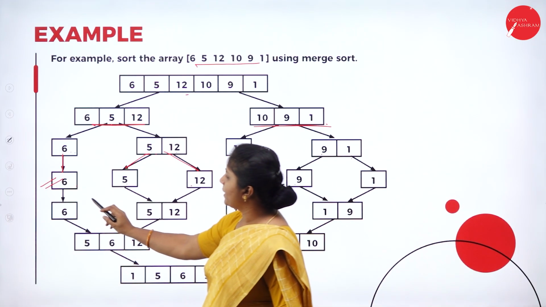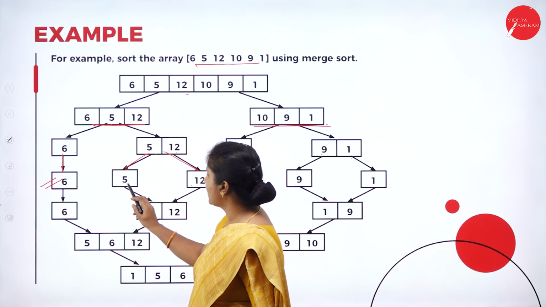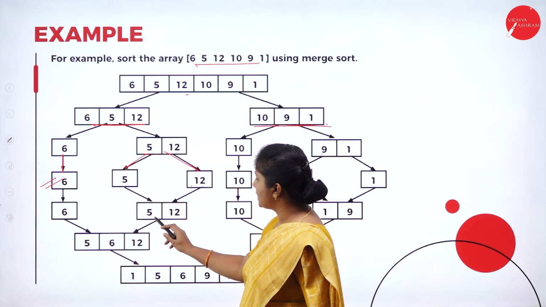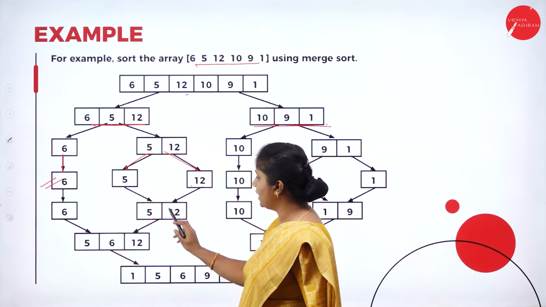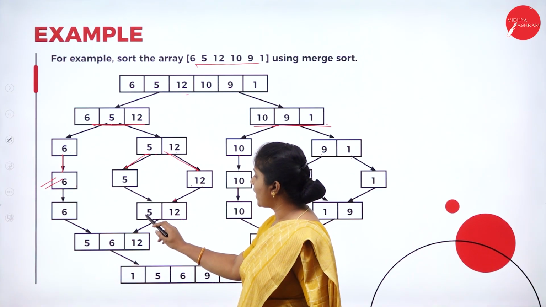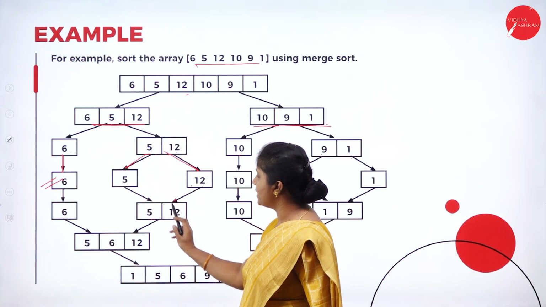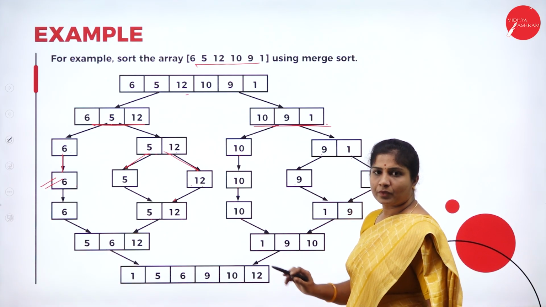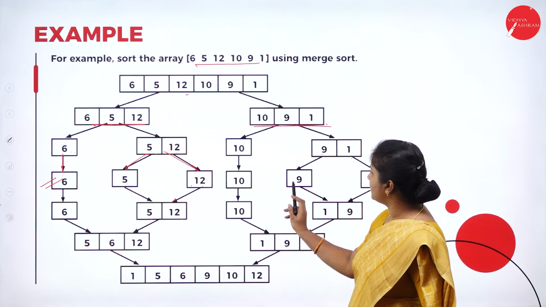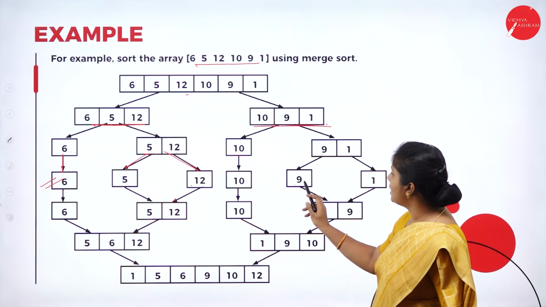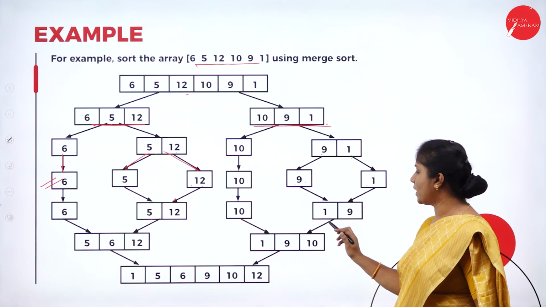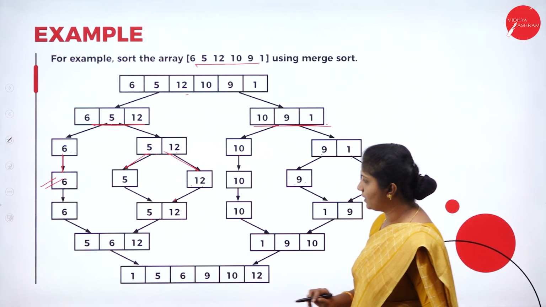Now compare between 6, which stays the same, then 5 and 12. So 5 is lesser than 12, hence it is placed before 12. Okay, here the merging process occurs. Next, 10 is not compared with anyone. So 9 and 1 are compared. 1 is lesser than 9, hence 1 is placed before the 9.